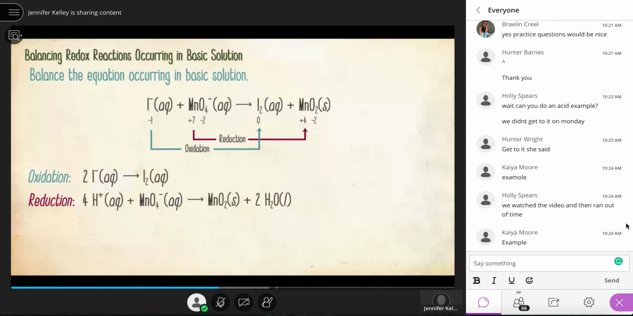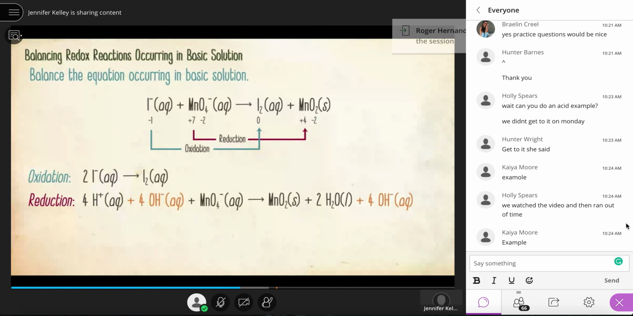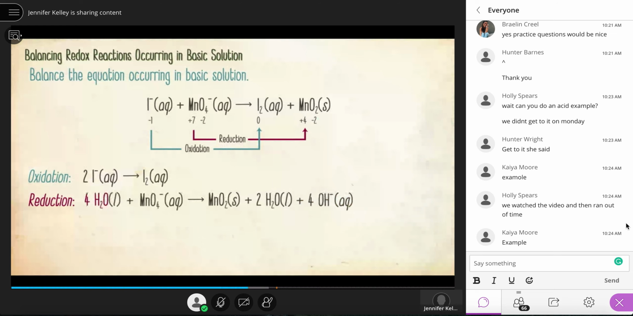Now, neutralize H+ by adding enough OH- to neutralize each H+. Add the same number of OH- ions to each side of the equation. The reduction reaction has 4H+ on the left side, so add 4 OH- to both sides of the equation. Combine any H+ and OH- that occur on the same side of the equation to form water.